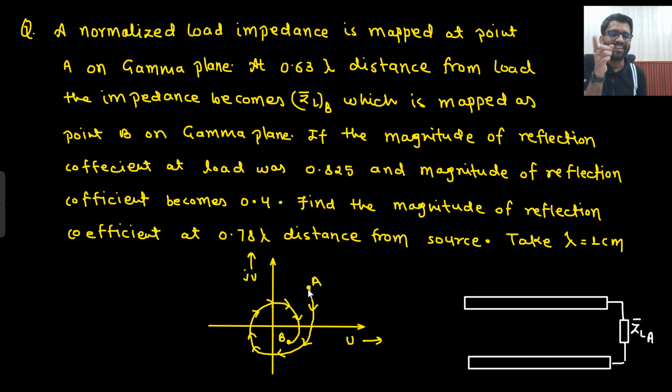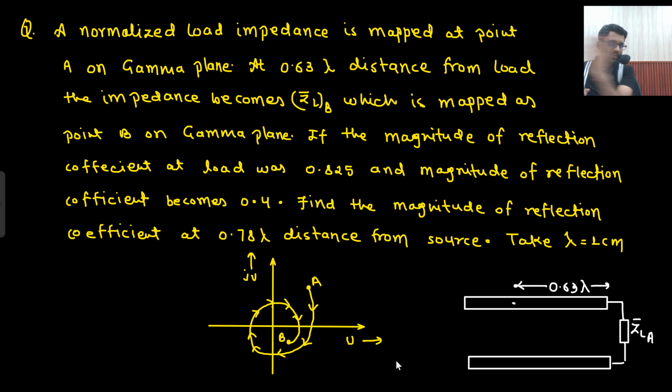It is inductive. You can say that ZL dash A is inductive load. Which inductive? Complex inductive. So it will have a resistance as well, it will have an inductance as well. Because here you can see that this is on the upper half of the plane. So in upper half of the plane, we always get inductive plus resistive load. Now, if you have walked 0.36 lambda from here, then at this point, this is your impedance.